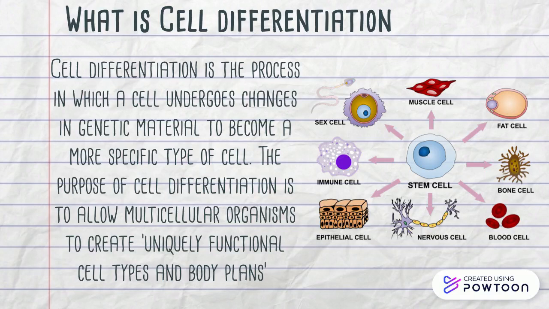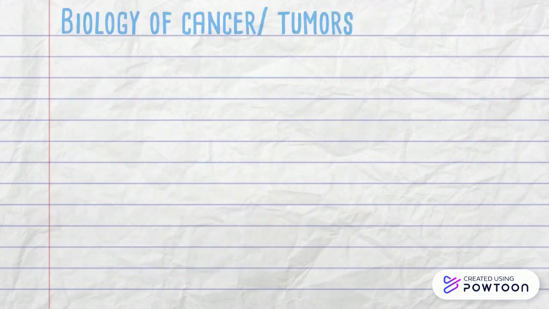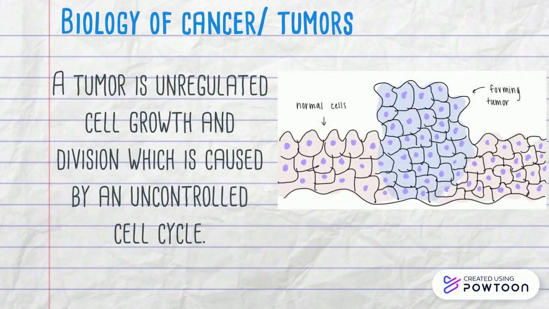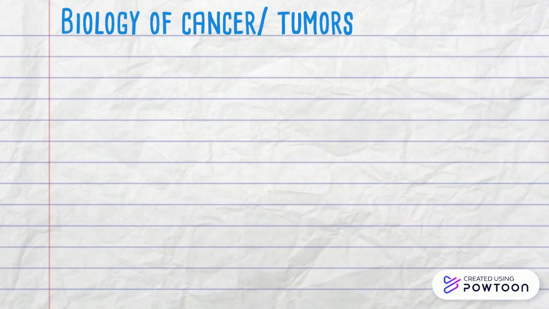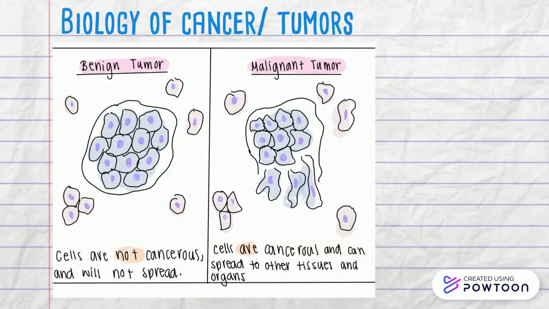If you didn't know, cancer is caused by a tumor, and a tumor is unregulated cell growth and cell division, which is caused by an uncontrolled cell cycle. There are two types of tumor. A benign tumor is not cancerous and will not spread to other tissues. On the other hand, a malignant tumor is cancerous and can spread to other tissues and organs.